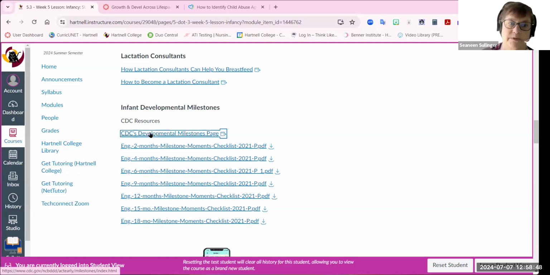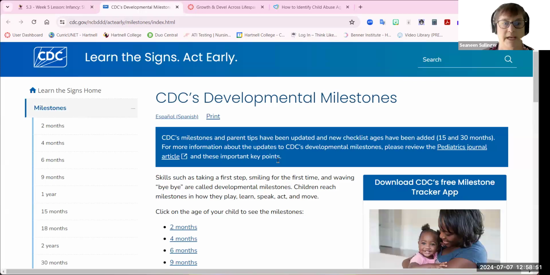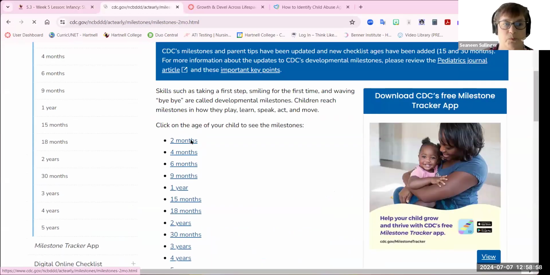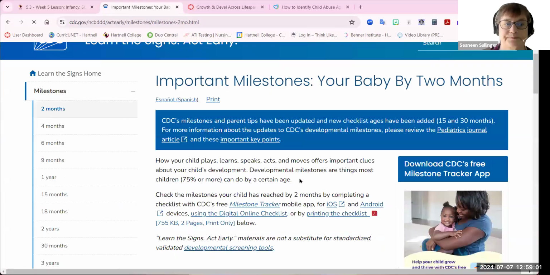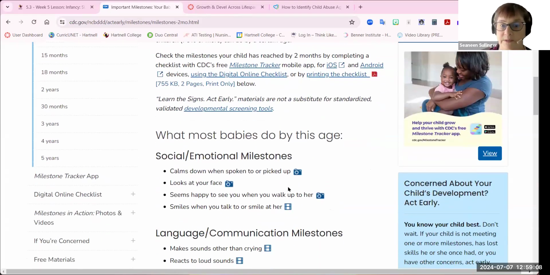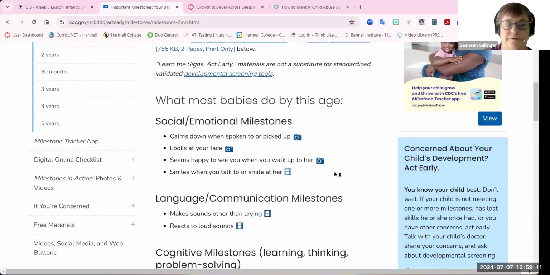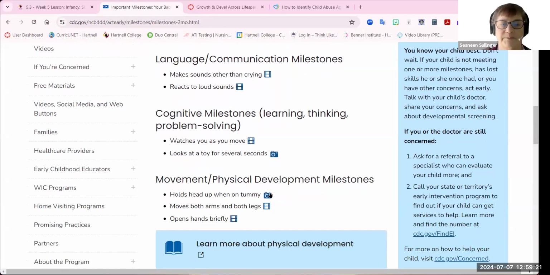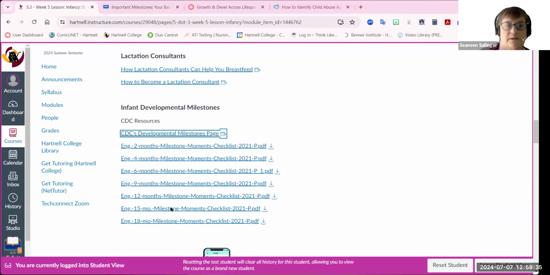And if you go to the developmental milestones page, it will actually take you to each of these months, and you can look and see what the milestones are, and your activity is going to have to do with these. It tells you what most babies do by a certain age, right? They'll calm down, they'll look at your face, they'll make sounds, babbling. It has pictures, little video clips, holds their head up when they're on their tummy. Tummy time is important because we do back to sleep, and then we want them on their stomach as well. And each one of those gives you milestones.